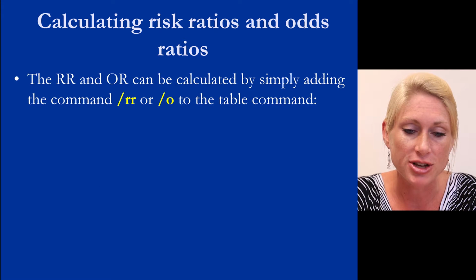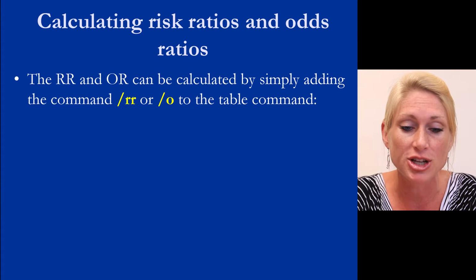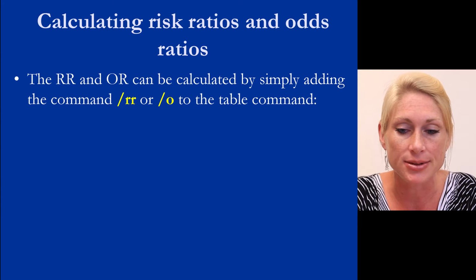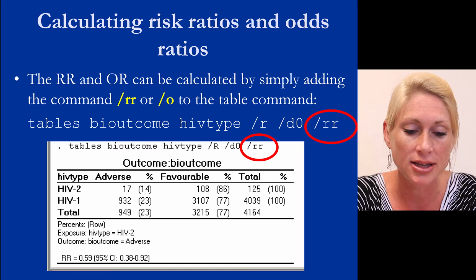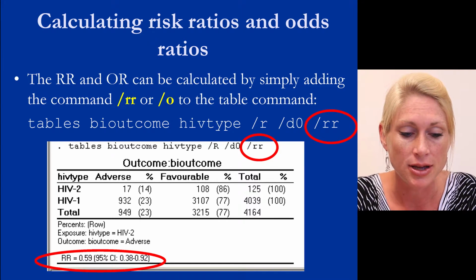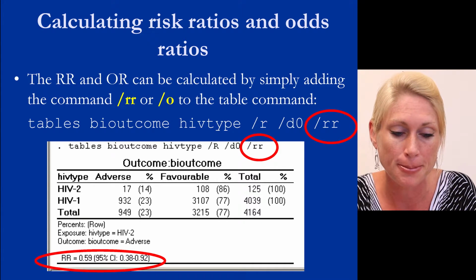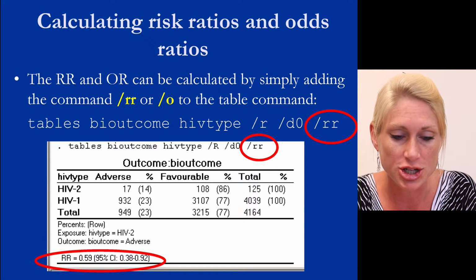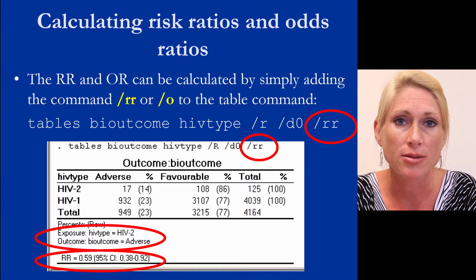So the risk ratio and odds ratio can be calculated by simply adding the command /RR for risk ratio or /O for odds ratio to our tables command, like such. And here we have that command run and the result of that command, a risk ratio of 0.59, or 0.6 rounded up. Now, before trying to interpret this risk ratio, it's important to look at the information under the table, and this tells us which group we are comparing to which group in relation to which outcome group.